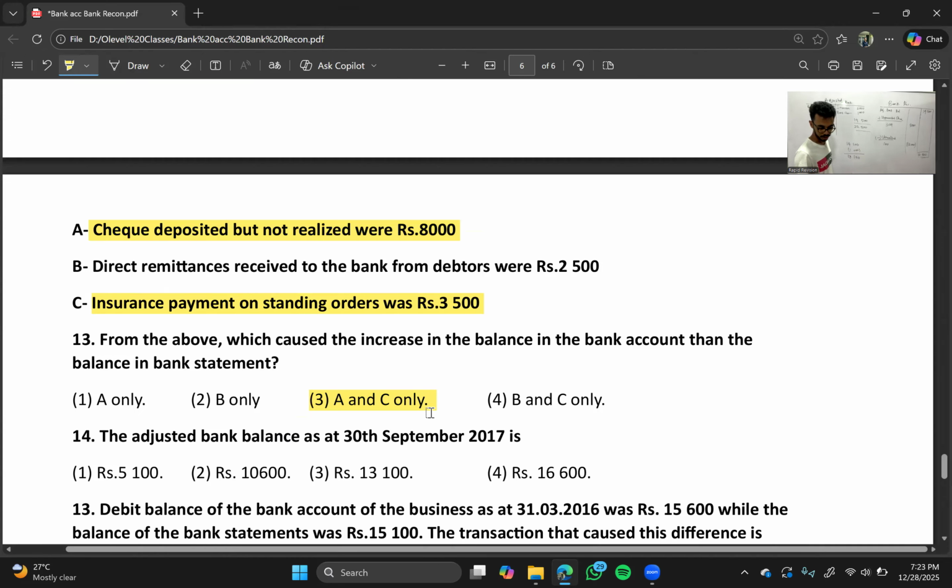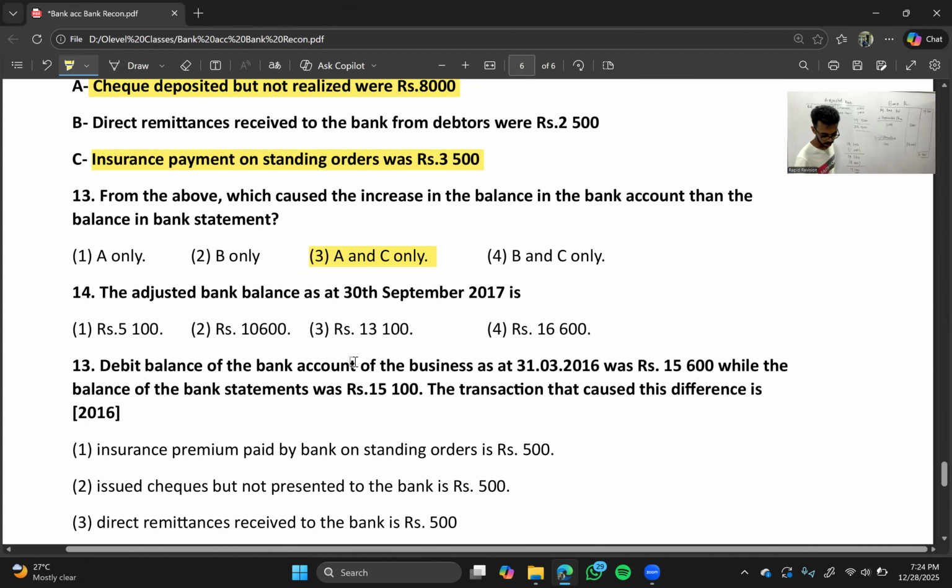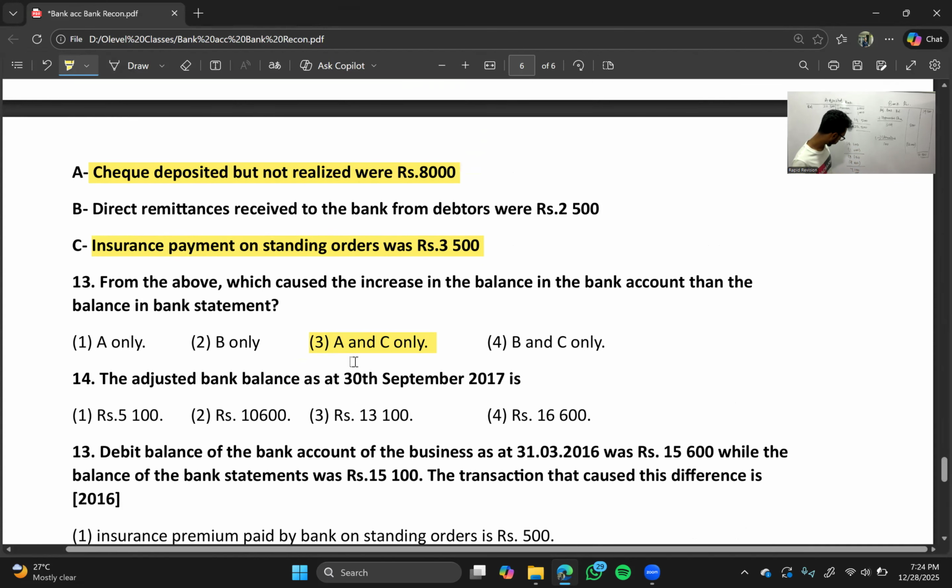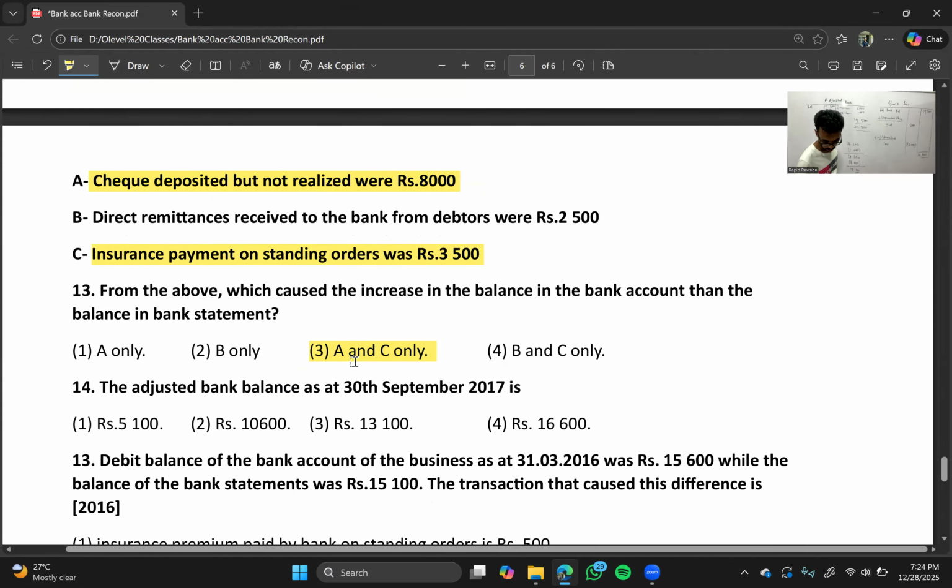Now, these are unrealized checks, right? Deposited but not realized. There are unrealized checks for 8,000. An unrealized check has to be deducted. So that now becomes 5,100.